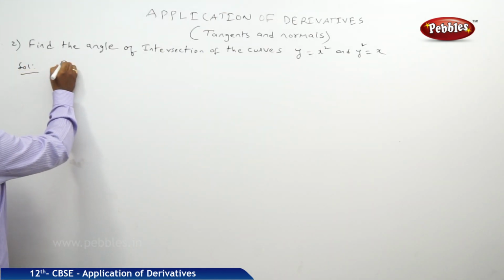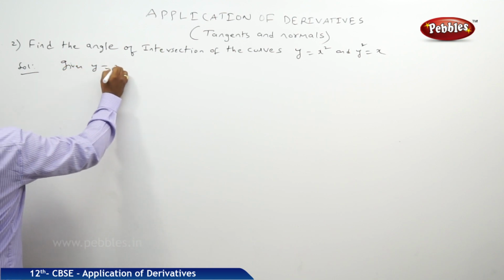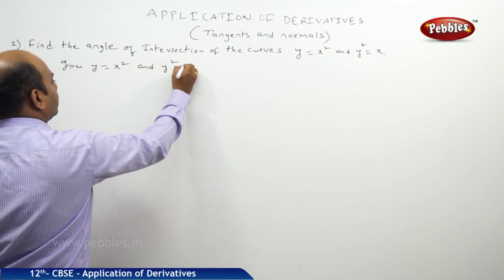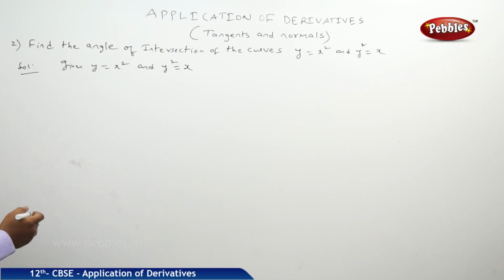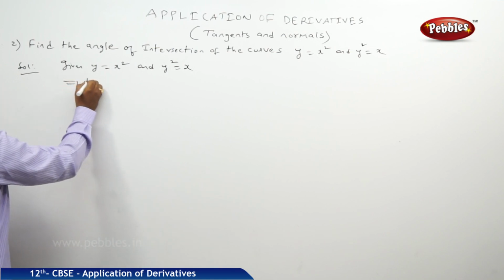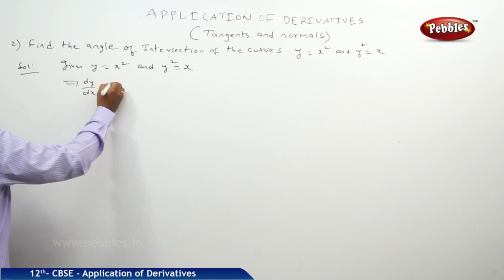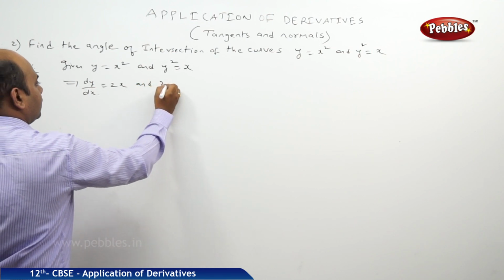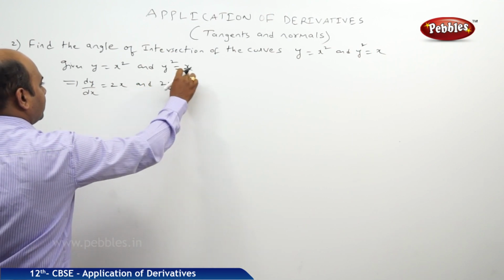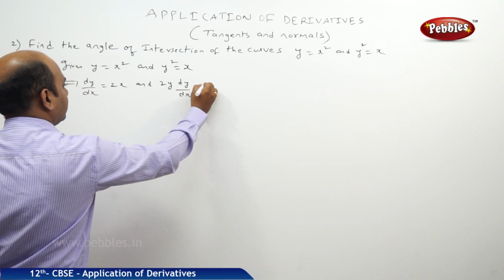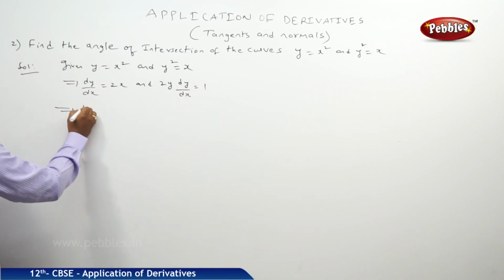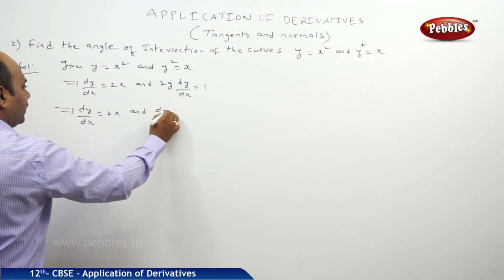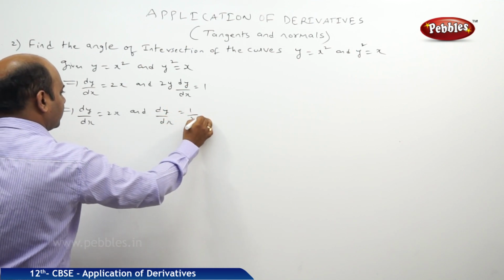So again here, given y is equal to x square and y square is equal to x. Now again I need to differentiate with respect to x. So dy by dx is equal to 2x, and for the other curve, 2y into dy by dx is equal to 1. So finally here dy by dx will be 2x, and here dy by dx is equal to 1 by 2y.